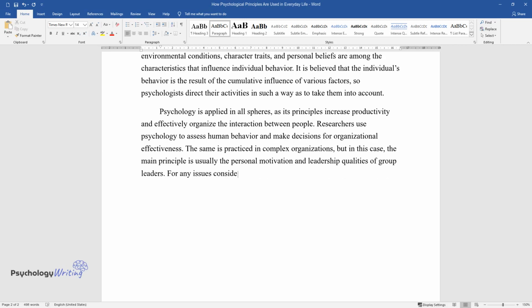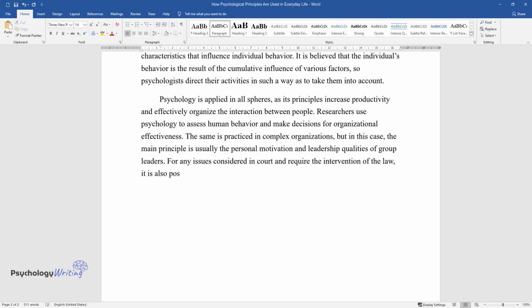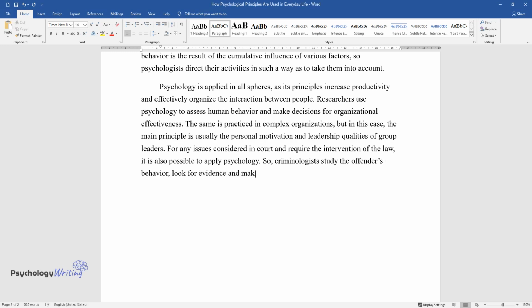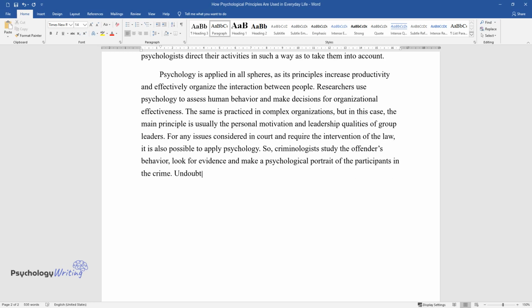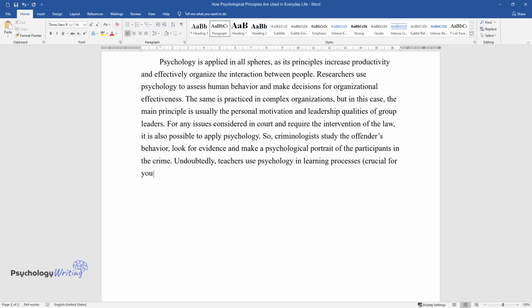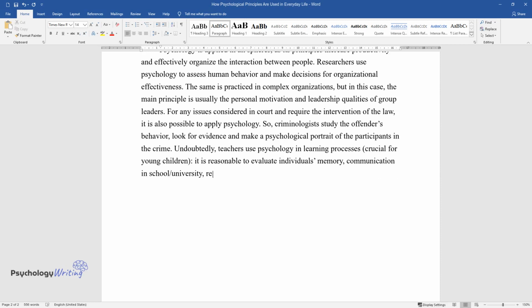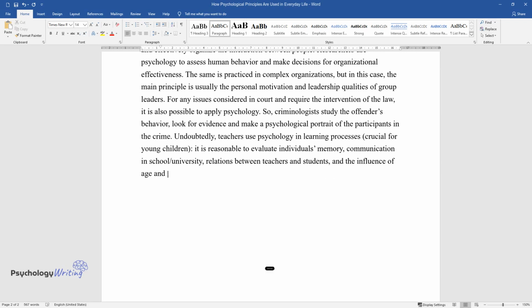For any issues considered in court that require the intervention of the law, it is also possible to apply psychology. So, criminologists study the offender's behavior, look for evidence, and make a psychological portrait of the participants in the crime. Undoubtedly, teachers use psychology in learning processes. Crucial for young children, it is reasonable to evaluate individuals' memory, communication in school/university, relations between teachers and students, and the influence of age and gender.